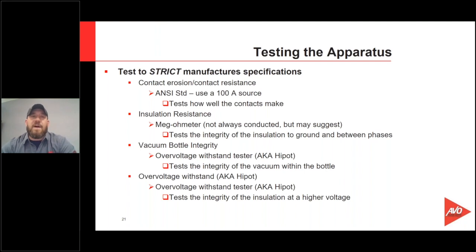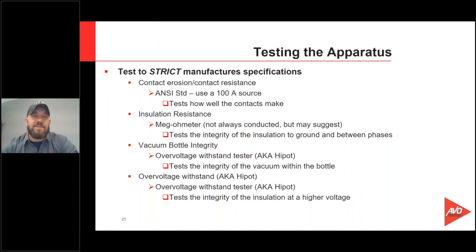So, contact erosion and contact resistance. ANSI standard states that we have to use a minimum of 100 amp source. Okay. And this is going to tell us how well the contacts make internally. Since this is an interrupter vacuum bottle, we can't physically see those contacts. Therefore, we have to use a low resistive ohm meter in order to tell how well those contacts make, and it's read in a resistive value. Check in your manufacturer's books and see what that value is going to be. A lot of companies will recommend a minimum resistive value of such and such ohms.